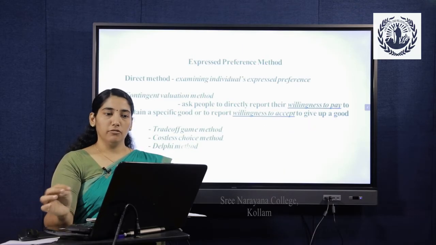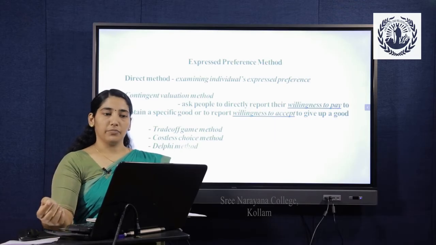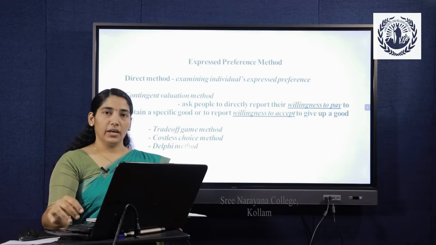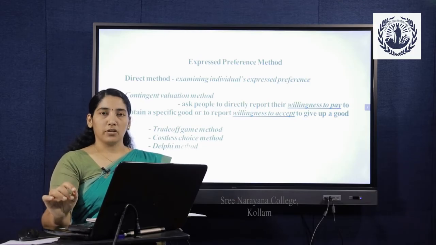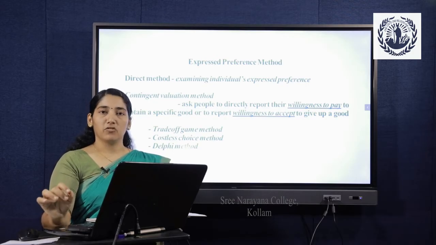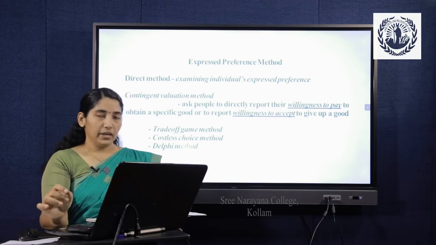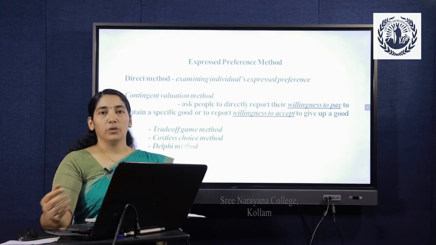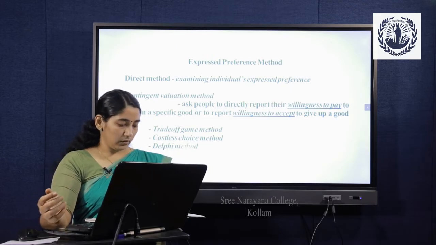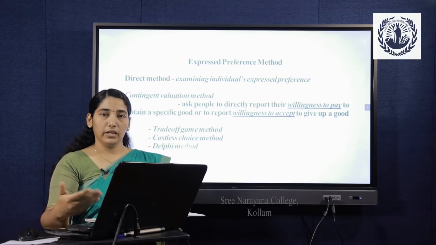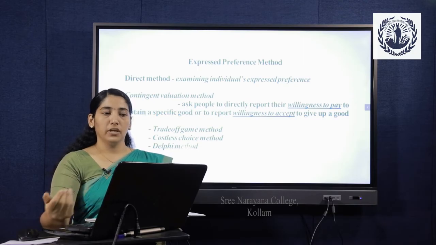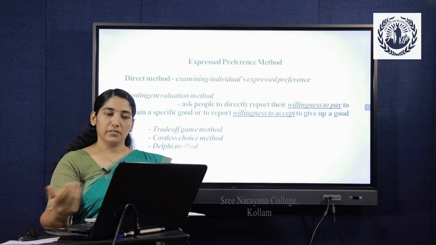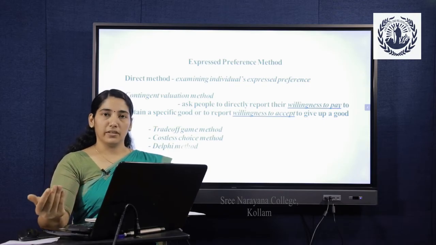Let us go into the details of the various valuation methods. First, the expressed preference method. We have already said that the expressed preference method is the direct method. That means it examines individuals' expressed preference. It means that in this method, individuals are directly asked what value they assign to an environmental good or service. The first and the only method in the expressed preference method is the contingent valuation method.